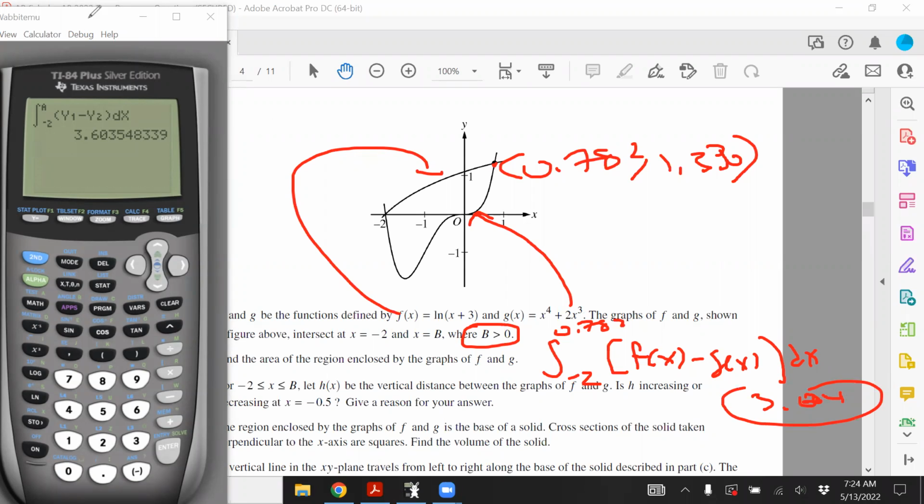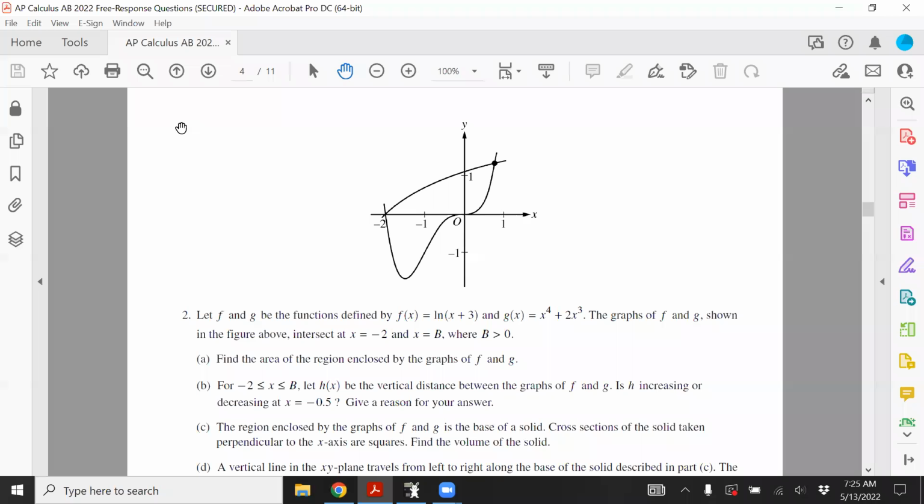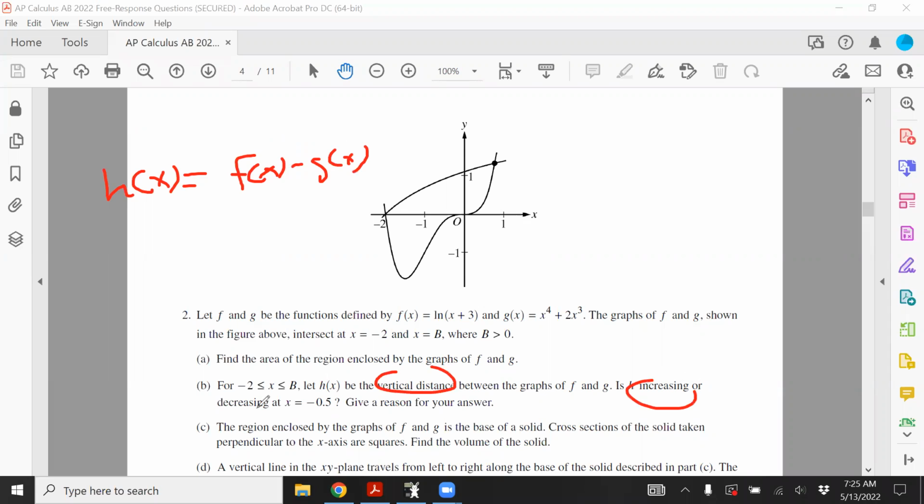Then part B, what's part B asking us to do? Part B is asking us to let h of x be the vertical distance between f and g. Is h increasing or decreasing? Well, we just did that. That's f of x minus g of x, right? h of x is just the difference between those two curves. So what the question is asking is whether that distance is increasing or decreasing at -0.5. So you're going to have to find h prime of -0.5.